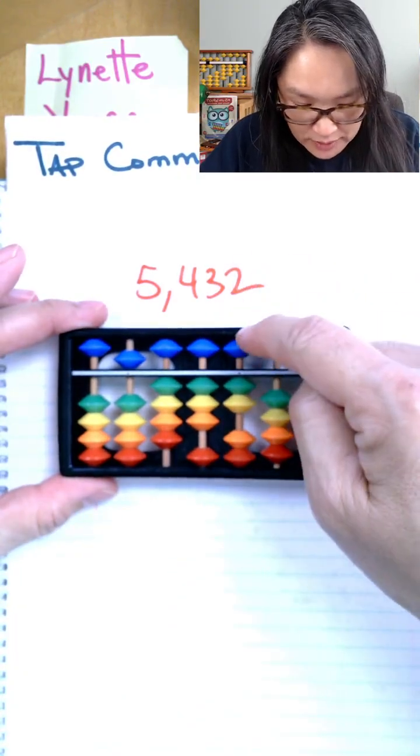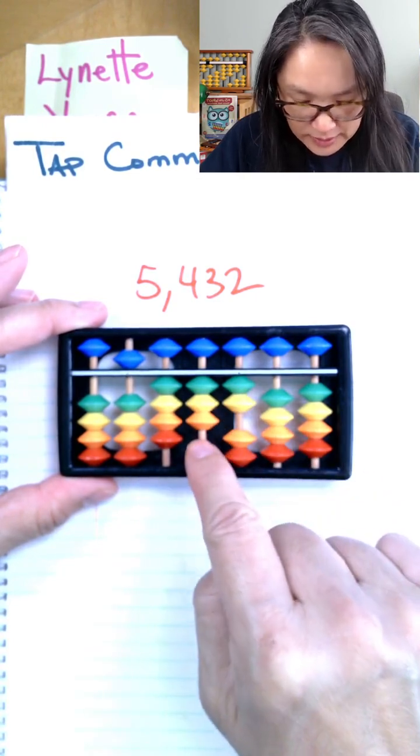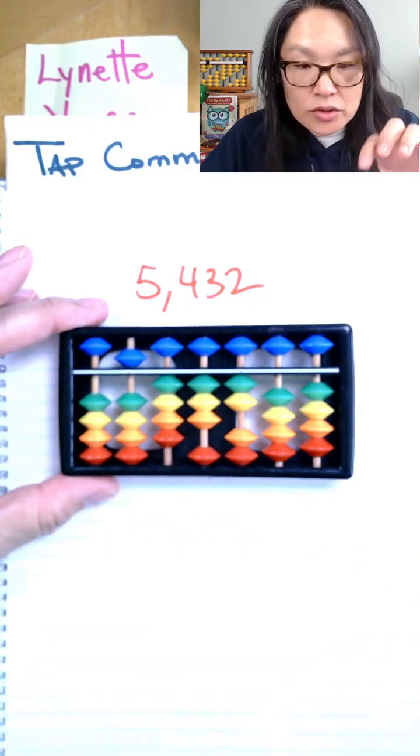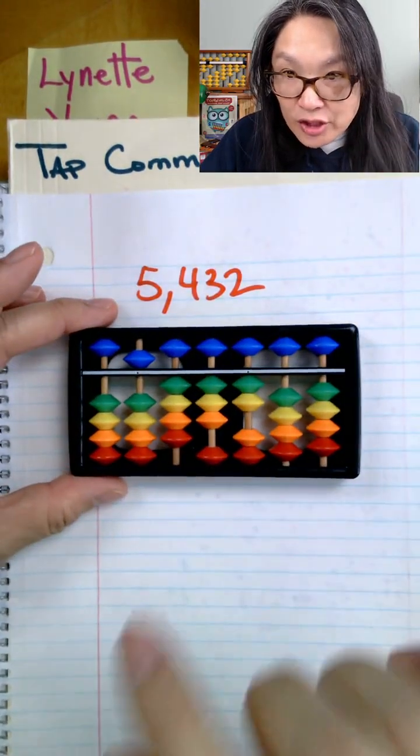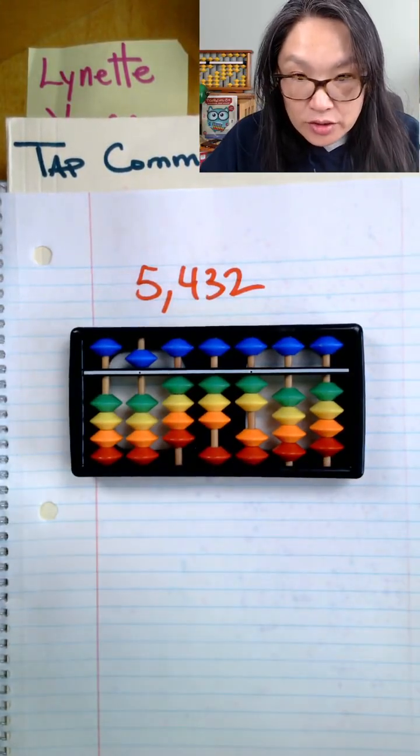Because this is my ones, this is my tens, this is my hundreds, this is my thousands. So notice it matches up. So this comma helps me with this dot. Does that make sense?